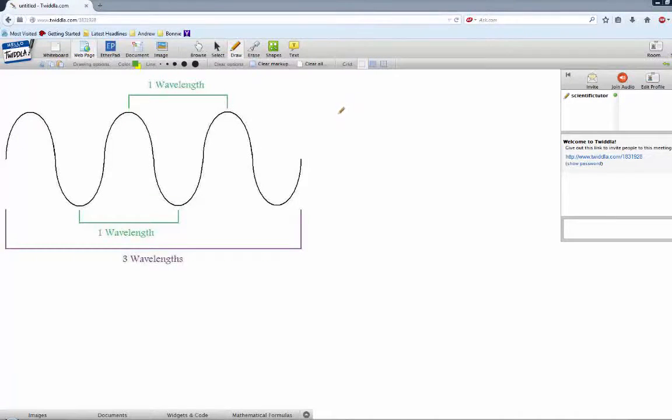What is light? Light is made up of the particle called a photon. Not to be confused with a proton, which is something completely different.